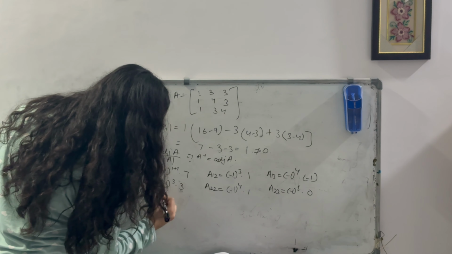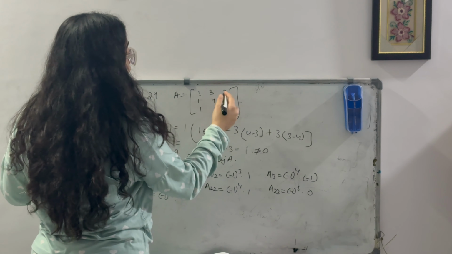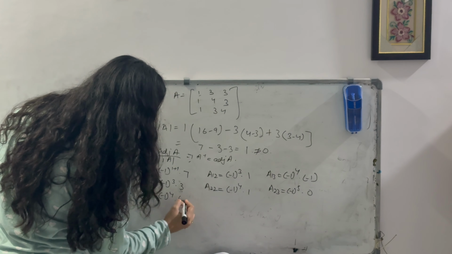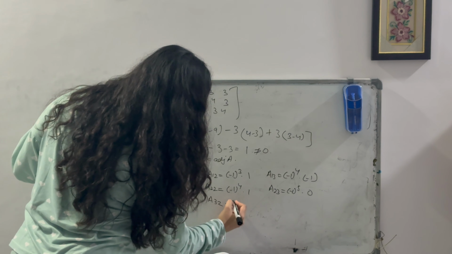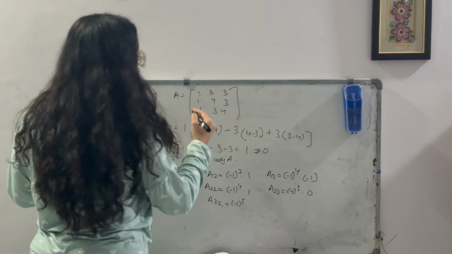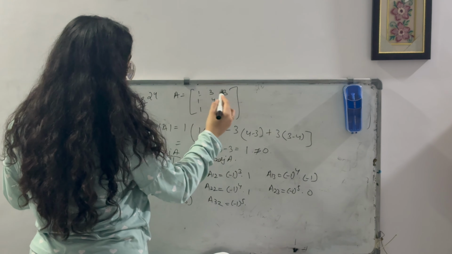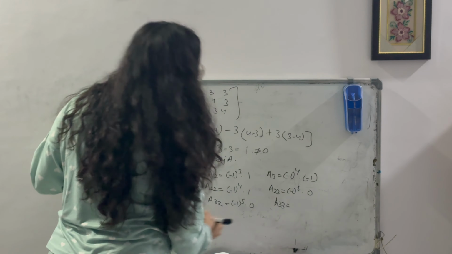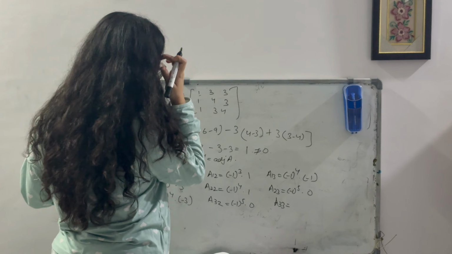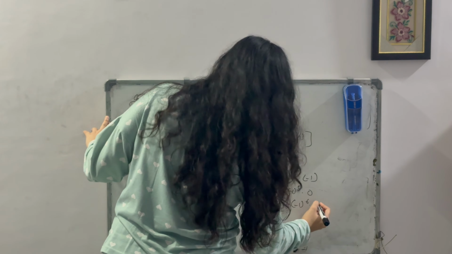A31 is minus 1 to the power 4 into 3 3s are 9 minus 12, which is minus 3. A32 is minus 1 to the power 5 into 3 minus 3, that is 0. And last but not the least was A33. 4 minus 1, which is minus 1 to the power 6 into 1.